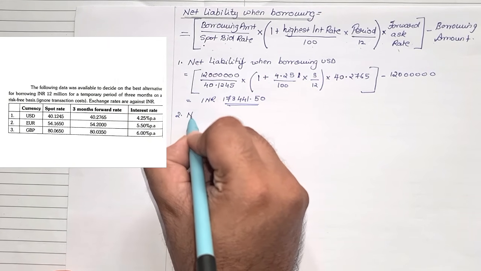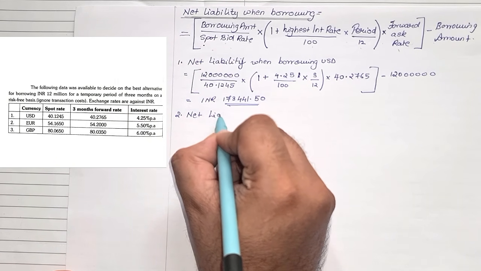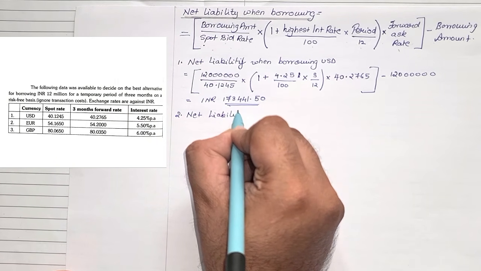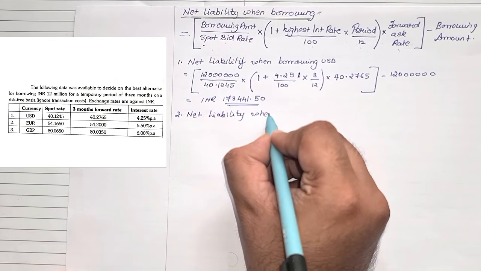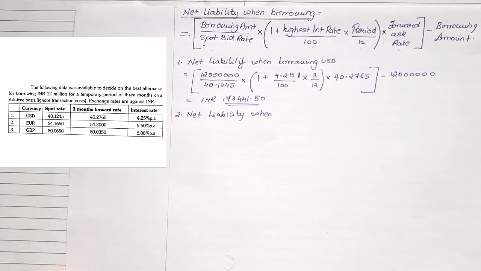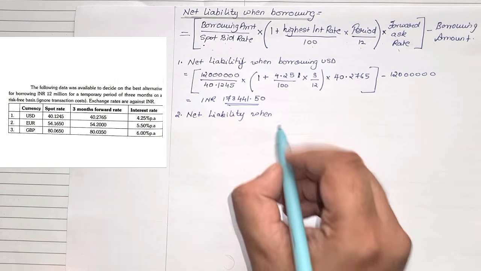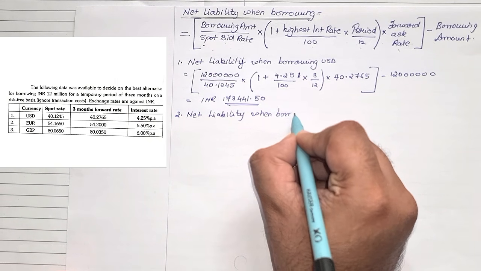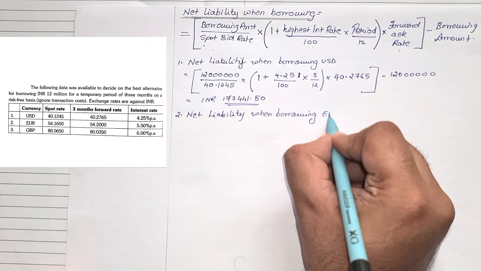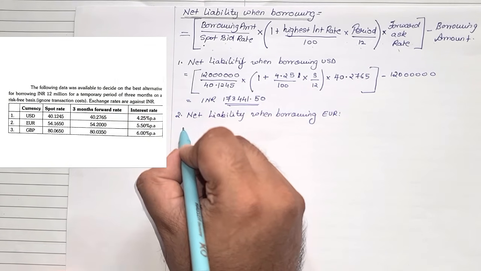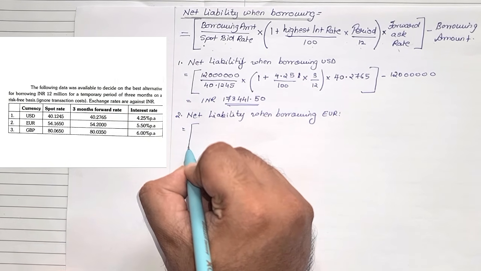Similarly, now we'll have to find net liability from the second currency. In the second currency, they are giving you euro. So when borrowing euro, again the formula remains the same.